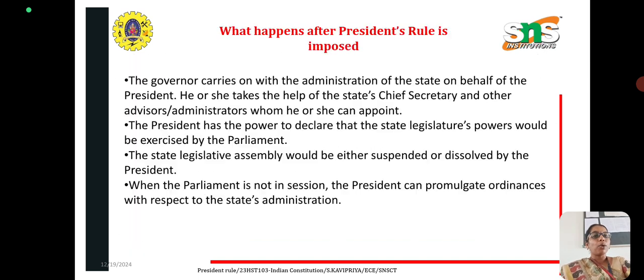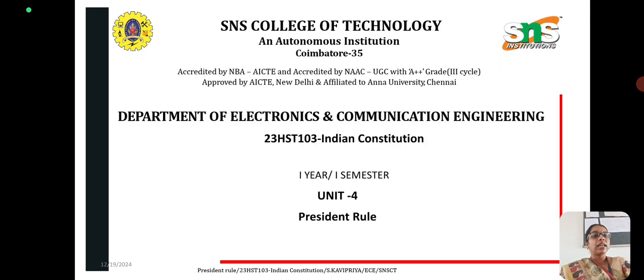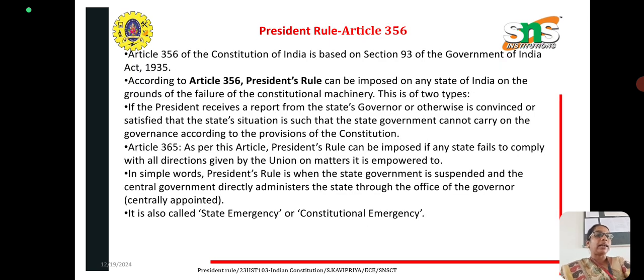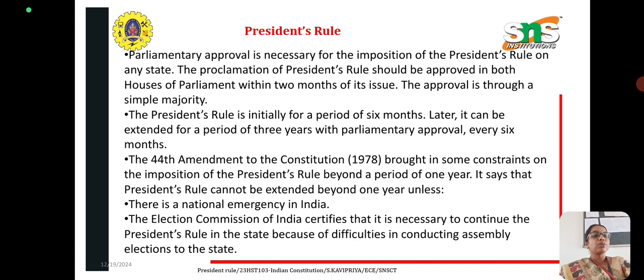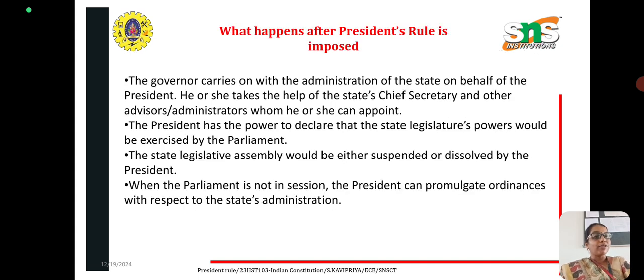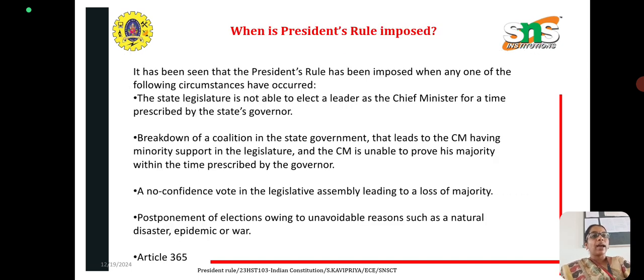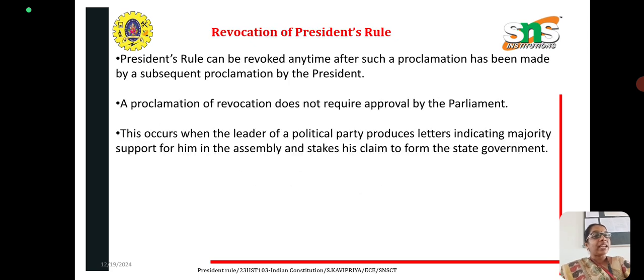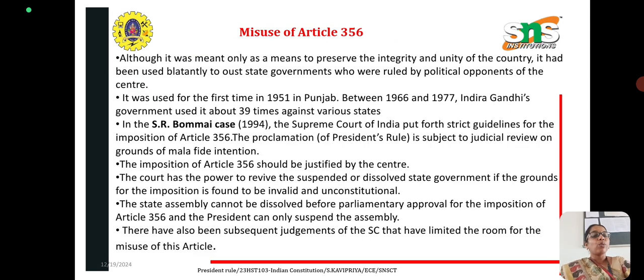So that's all about the president rule. We have seen what is president rule and Article 356, what happens after the president rule is imposed, when is the president rule imposed, when it can be revoked, and what are all the misuses of the article.